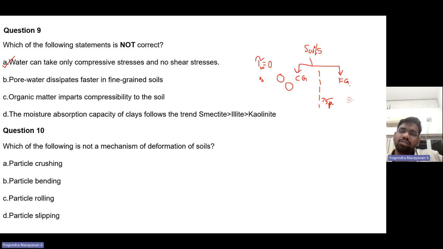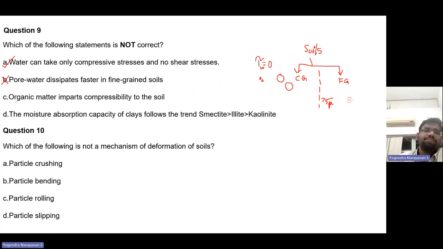It is sufficient to relate that the lesser the particle size, the lesser will be the size of the pores and the total volume of the pores, and hence the resistance offered to the flow of water by these categories of soils will be higher. Since resistance is higher, the dissipation of this pore water will be very low compared to the coarse grain material. And this statement by default is in comparison with the coarse grain material. Hence, this statement is wrong.